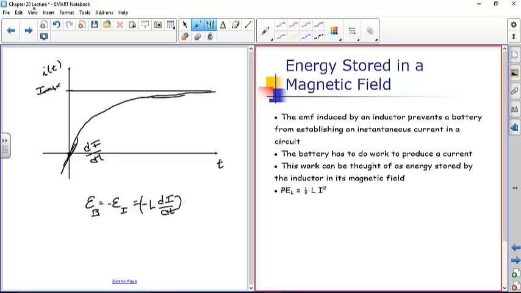And just like you can store energy in an electric field in a capacitor, you can store energy in the magnetic field of an inductor. Now, if you remember from capacitance, the potential energy of the capacitor was equal to 1/2 the capacitance times the voltage squared. For an inductor, the potential energy stored in an inductor is equal to 1/2 the inductance times the current squared.